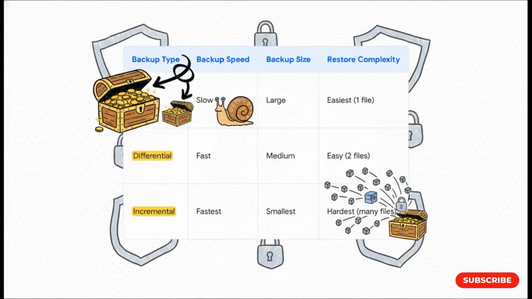But as this chart shows, not all backups are created equal. You've got a full backup, which is huge and slow, but super easy to restore. And on the other end of the spectrum, you have incremental backups, which are tiny and fast, but putting them back together is a lot more complicated. It's that classic trade-off between speed, size, and simplicity.